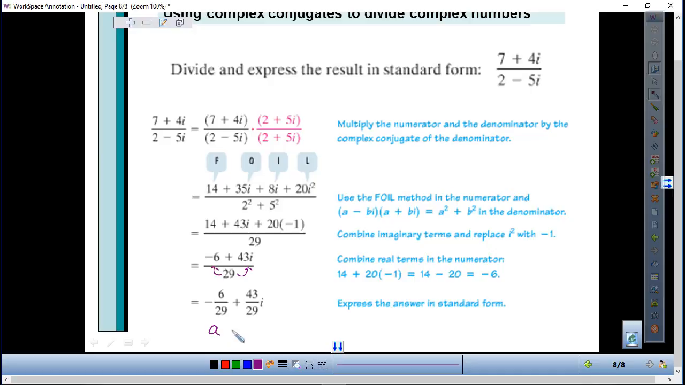So we get negative 6 over 29 as my real part. Remember, you're getting it in the form a plus bi, not a plus bi over some number. So this is the form you want it in. You're going to want to make fractions out of both of these, and that's standard form for a complex number. So negative 6 over 29 plus 43 over 29i. So make sure you put your final answers for these division problems in that form.